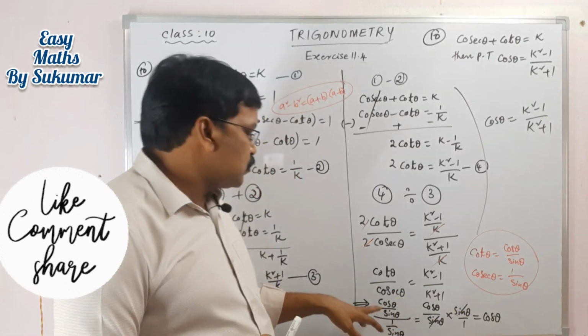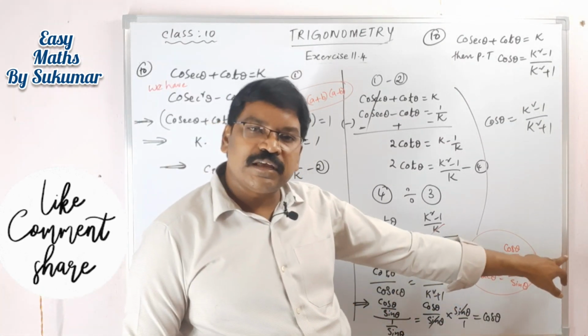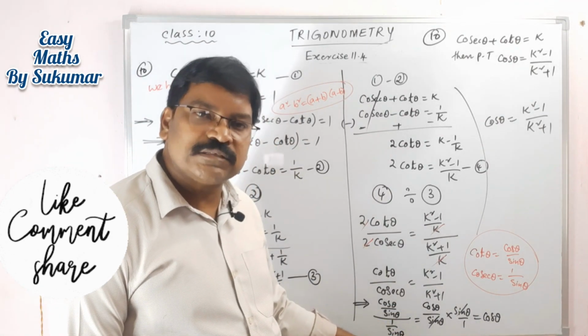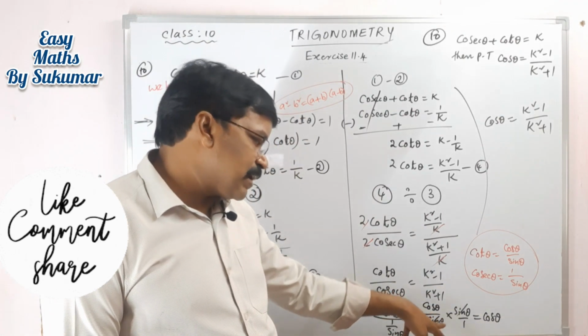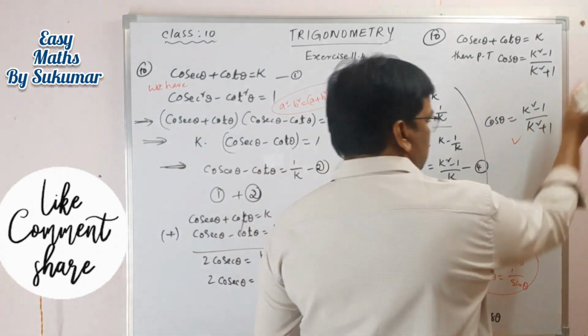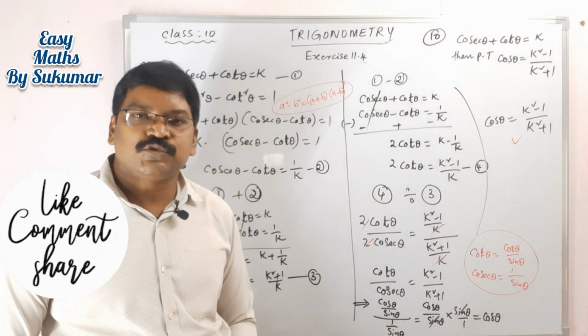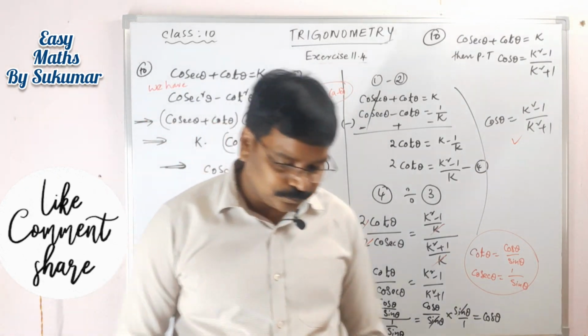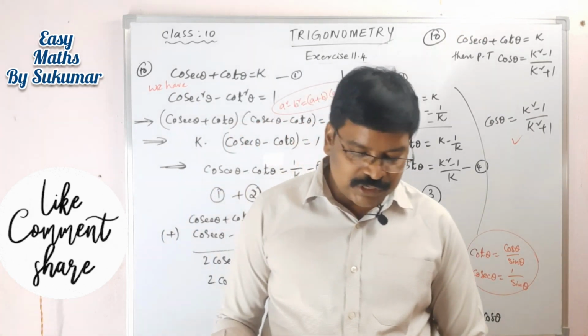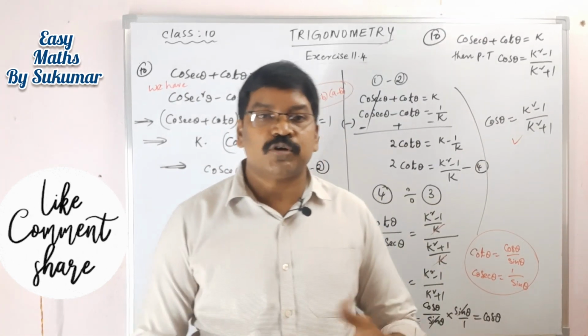So here cot theta can be written as cos theta by sin theta, and cosecant theta can be written as 1 by sin theta. So here sin cancelled. So cos theta is equal to what? (k square minus 1) by (k square plus 1). Hence it is proved. See, my dear students, I have completed this exercise 11.4 for AP board students also.